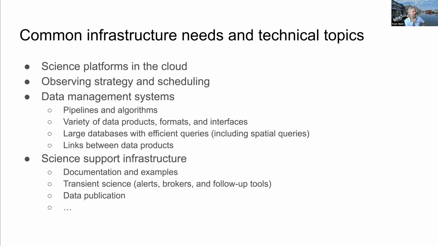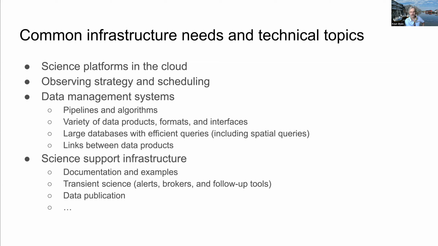Data management systems, of course, is a very big topic, including the pipelines and algorithms developed for the image processing, the large variety of data products and formats and interfaces to access those data products, the way the data is accessed through the large databases and other formats, and linking between the data products, so that when someone is looking for specific objects or data products, they also can access related data products that are important for understanding those objects or data.